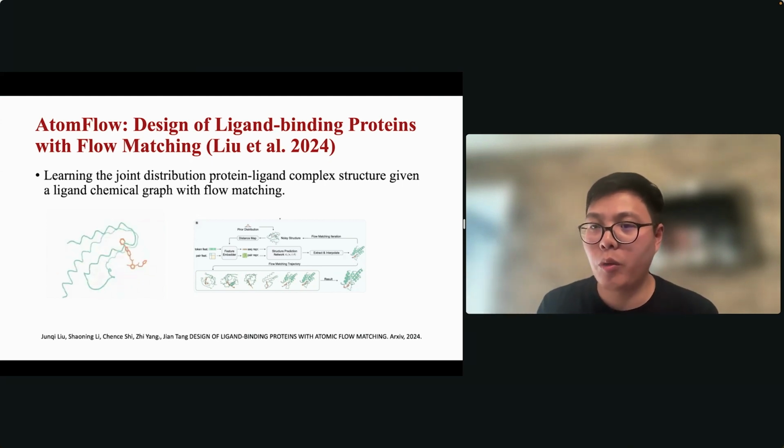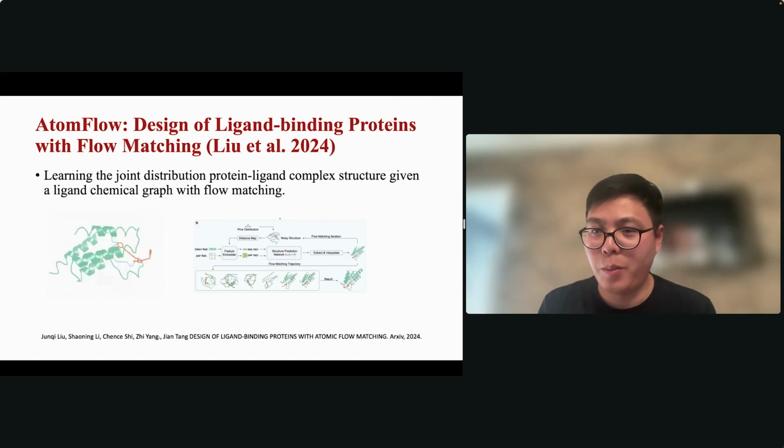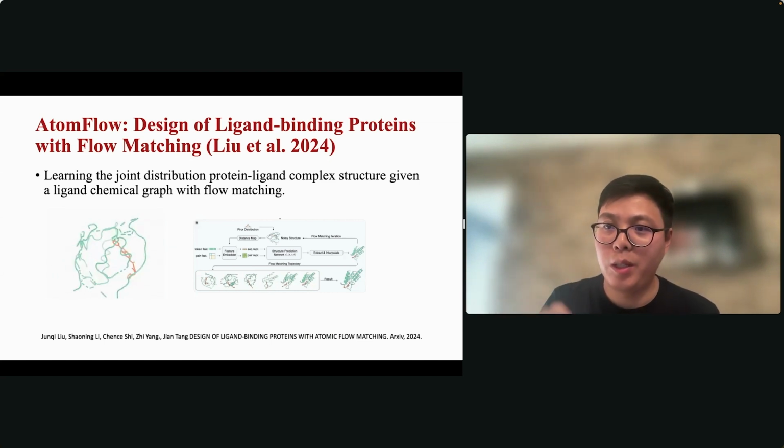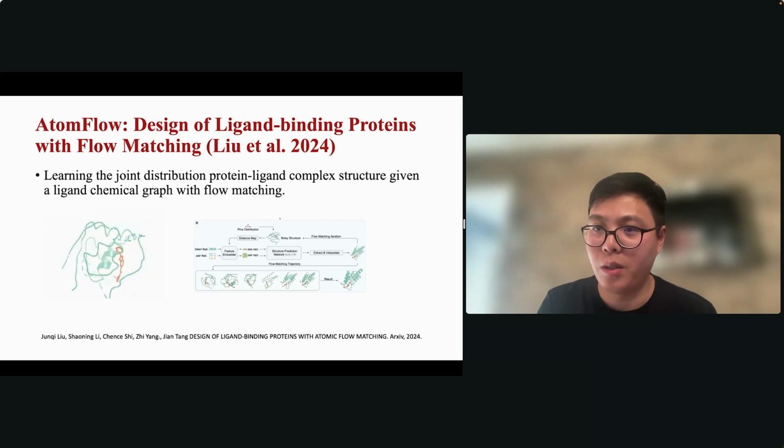But you're right. We are also now testing and proposing some new variants. Maybe we know the binding positions of the ligand. In that case, we can also do more controllable protein design. You want to design proteins binding to specific regions of the small molecule.